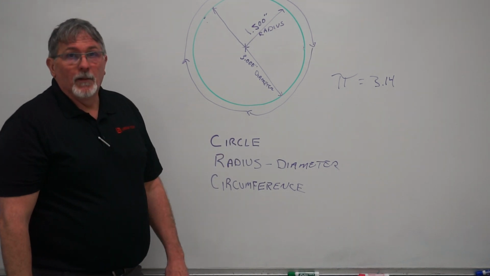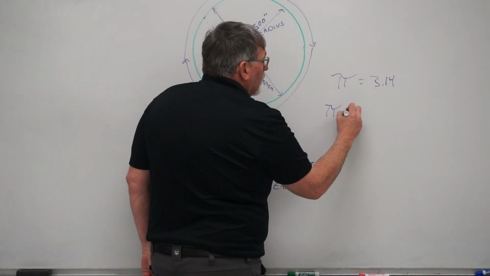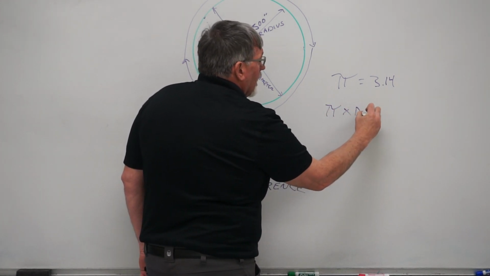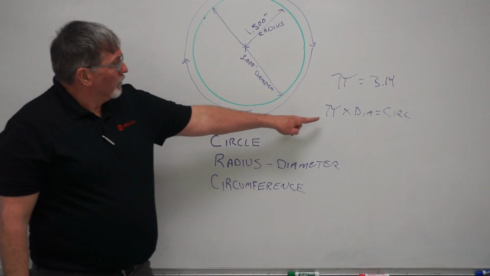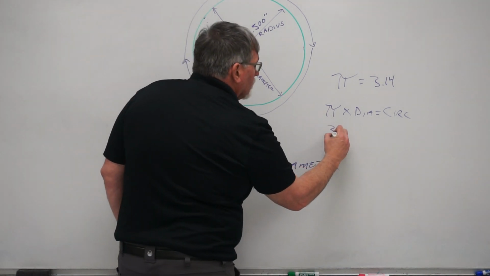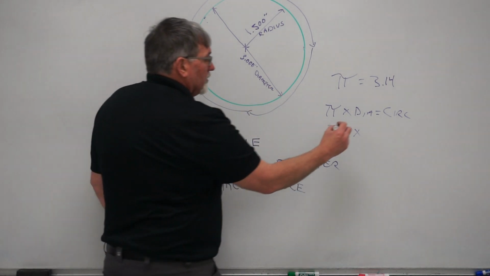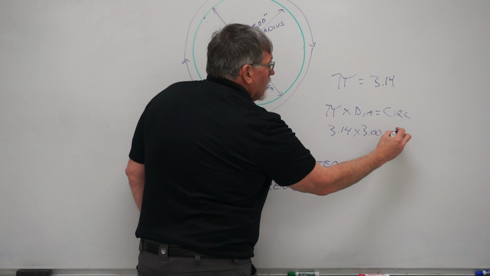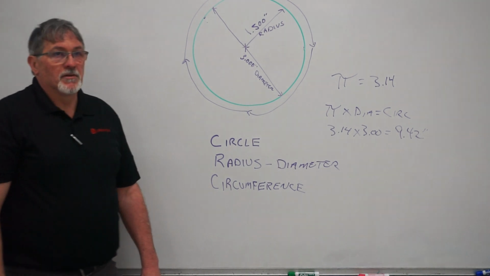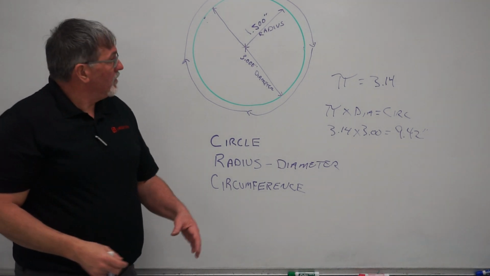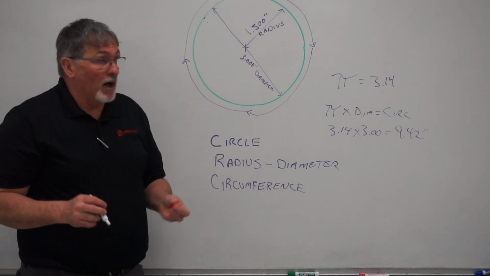So to calculate our circumference of this circle, it's going to be pi times the diameter equals circumference. Okay? So pi is 3.14. Our diameter in this circle is going to be 3 inches. So our circumference is going to equal 9.42 inches. So, pretty simple lesson. Radius, diameter, circle, and circumference.